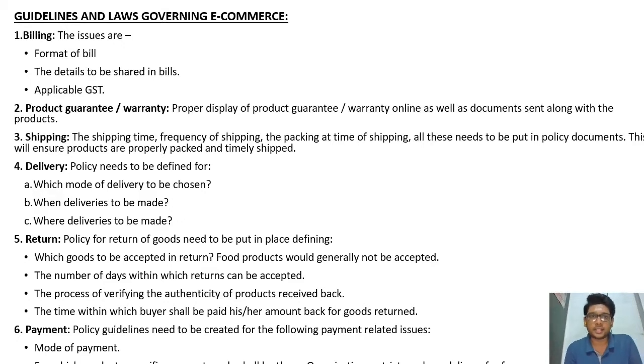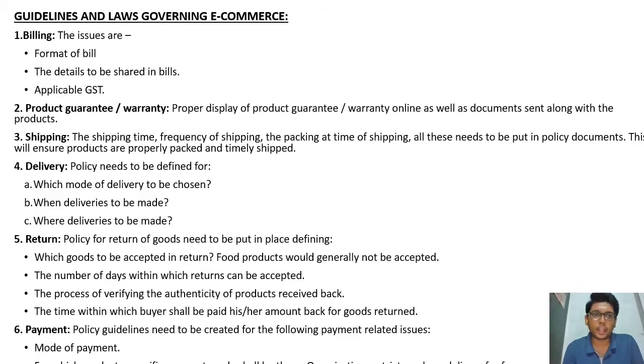Third is applicable GST. The format of the bill should be a standard format. If I issue a bill one way now, I should not have to issue it in a different way the second time. It should be as per the laws and the guidelines regarding e-commerce, and the applicable GST rate should be there. I should mention the GST rate at the amount. We should also check whether the PAN number and the GST number are there on top.